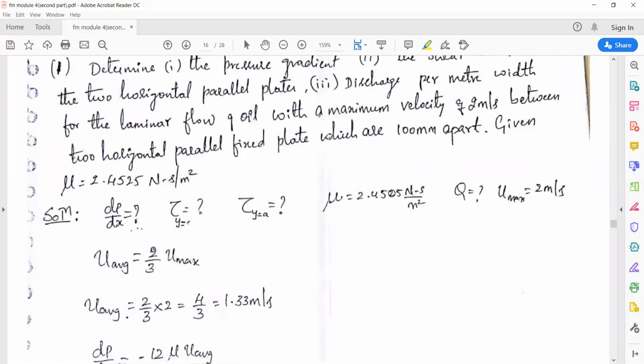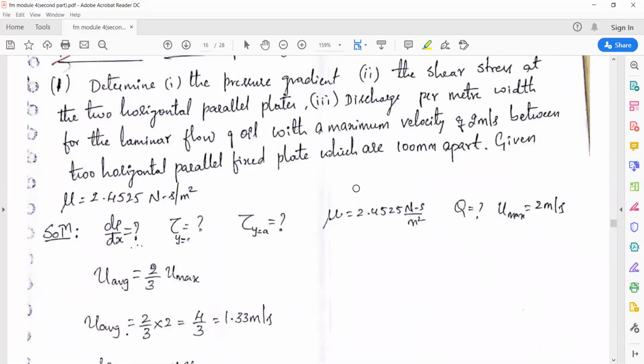Yeah. So in the first numerical, they have asked to determine the pressure gradient. So what is pressure gradient? It is the change in pressure with respect to length, dP by dx. So you need to calculate the value of dP by dx. And the shear stress at the two horizontal parallel plates. Shear stress is denoted by tau. So tau between two parallel plates.